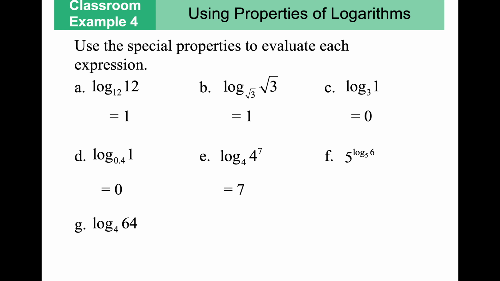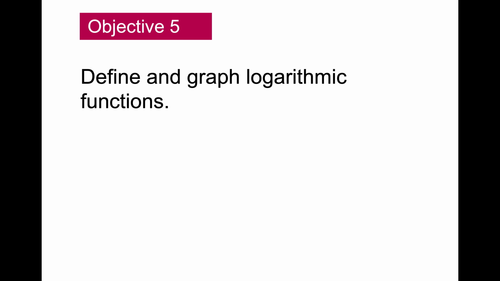In E, the log and the base cancel out because they're the same, and you get 7. In F, the 5 and the log 5 cancel out, and you get 6. And I use cancel out loosely because that's not mathematically what's happening, but it's just a great way to remember it. Log base 4 of 64: I'm going to rewrite 64 as 4 to the third so that I see that nice cancellation of properties.